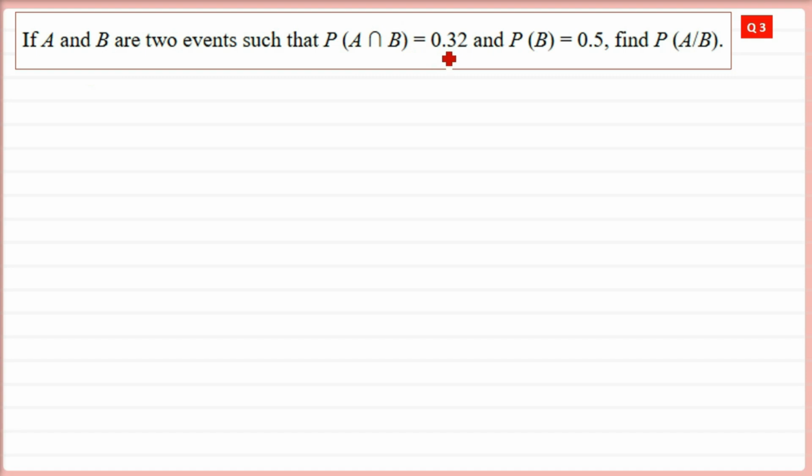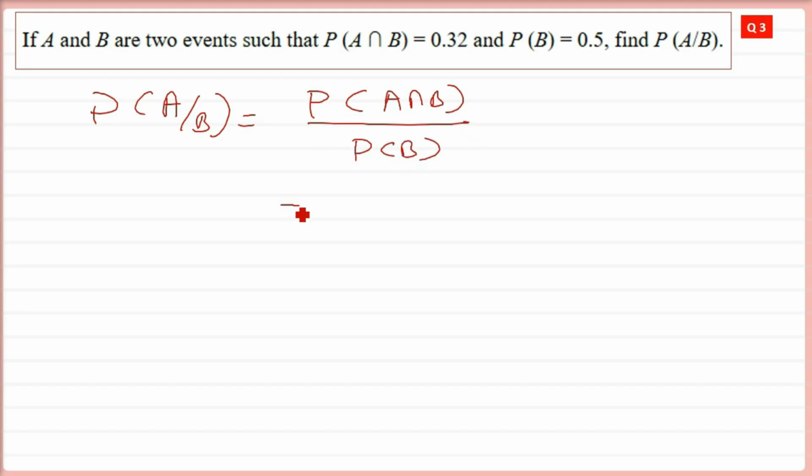A intersection B is given for two events as 0.32, P(B) is given as 0.5 and P(A by B) has to be found out. So A's probability when event B is known or has already happened will be what? A and B intersection. It can be A intersection B, it can be B intersection A. Actually both are the same and P(B) will come in the denominator. So the intersection is given 0.32, P(B) is already given 0.5. You can write it as 32 by 50 and the final answer will come as 0.64.